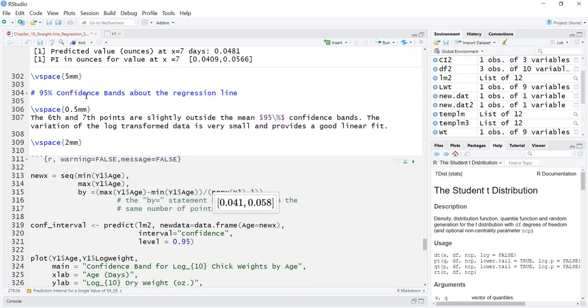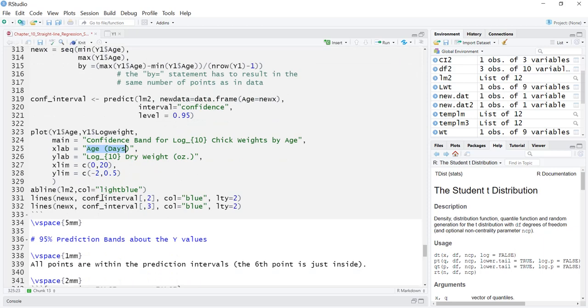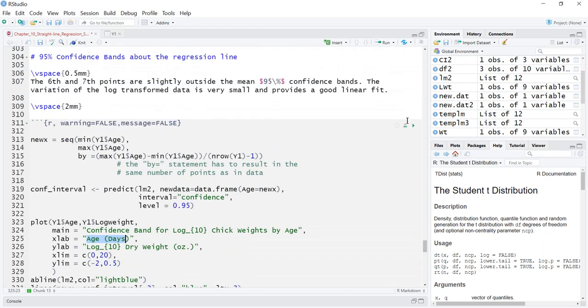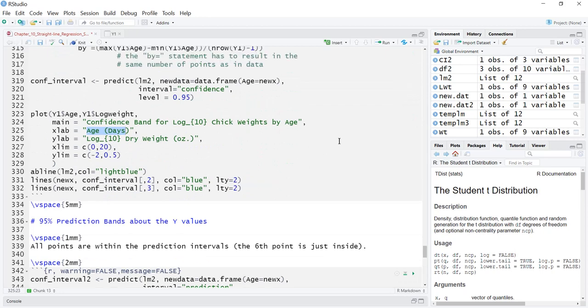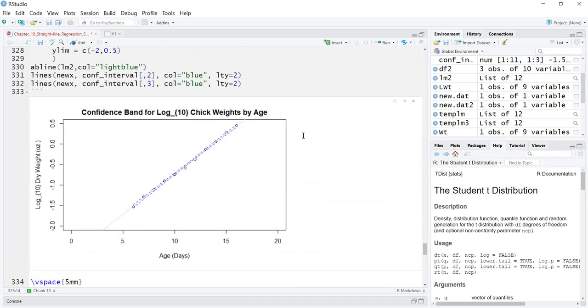Now, here's the confidence bands about the regression line. So this is for the means. I've given you the code here, so you'll have to change the variables and stuff, of course, but it's all tweaking. All right, and then change what the graph says. So here's age in days for X, log base 10 of dry weight, etc. Okay, so you can change that, and when we run this, well, need to run this. There we go.